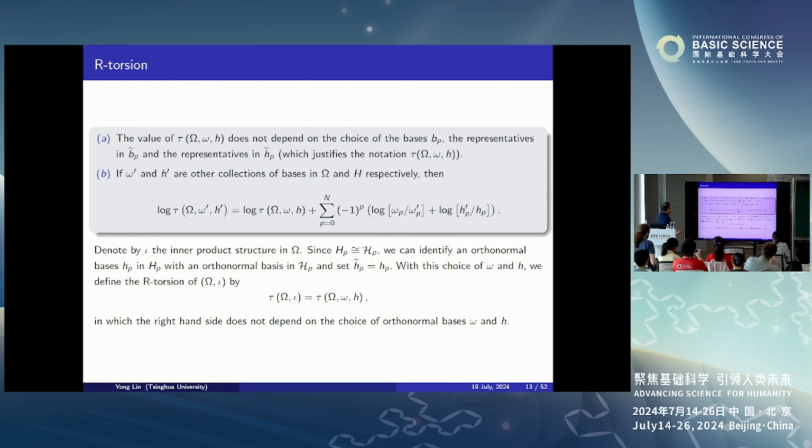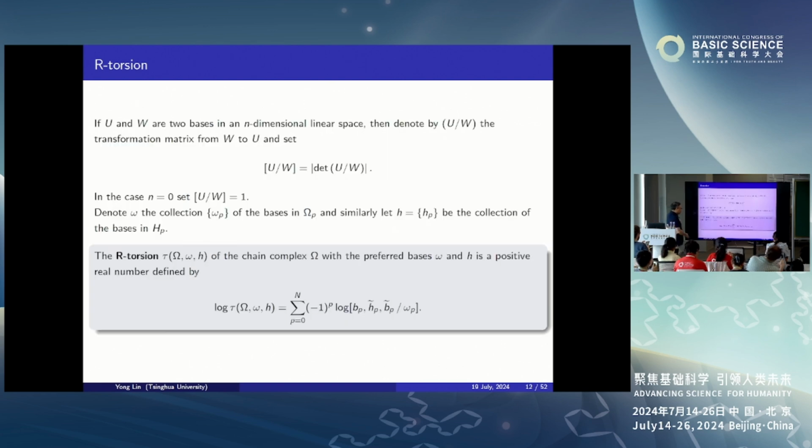We can prove this torsion does not depend on the choice of this BP, and also does not depend on the BP tilde and the HP tilde. So this is well defined, not depending on the choice of these three bases. Questions?